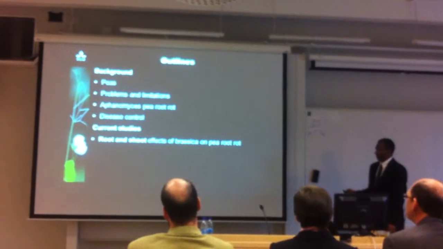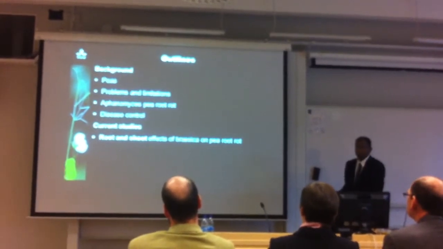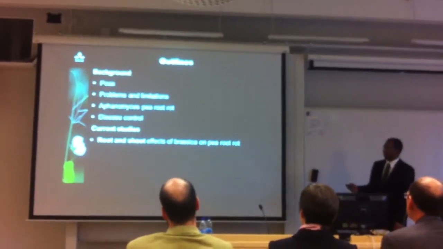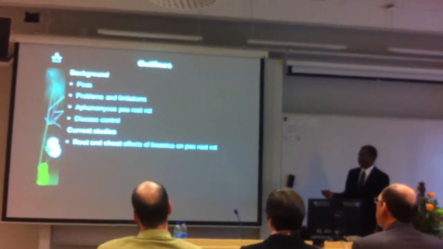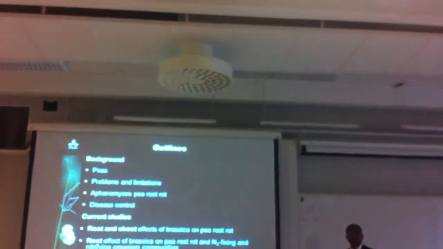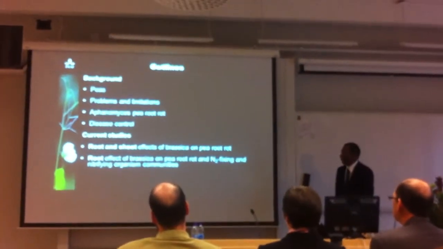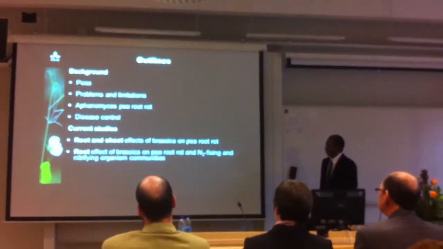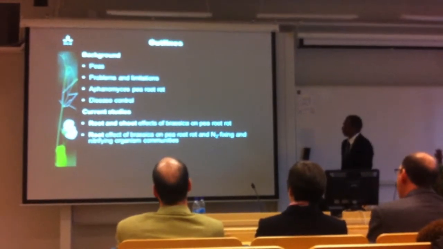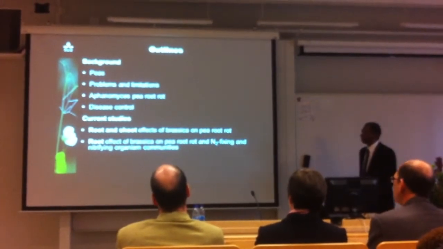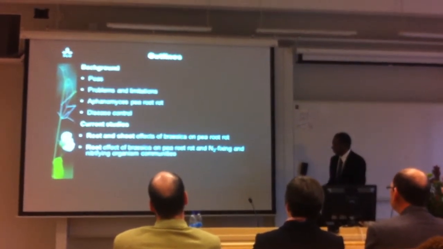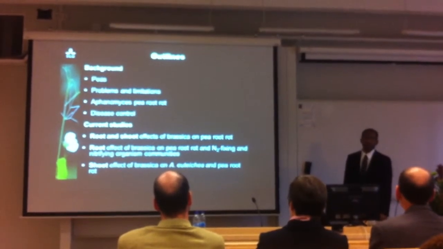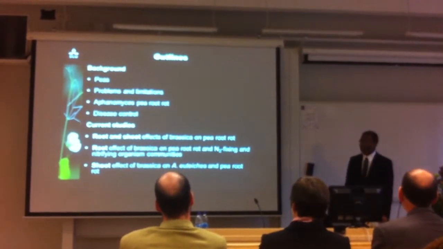First, root and shoot tissue of Brassica cover crops, the effects of root and shoot tissue on pea root rot, the combined effects, and then split it up: root effects on Aphanomyces pea root rot disease and the key organisms involved in ecosystem services, the nitrogen fixing and nitrifying organisms community. And then finally, the shoot tissue effects on inoculum potential of Aphanomyces and pea root rot disease.